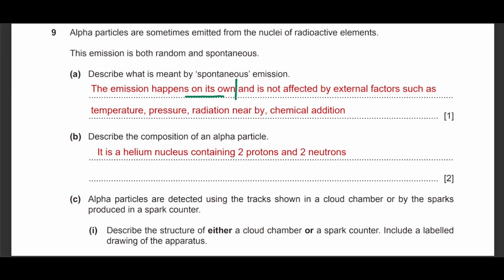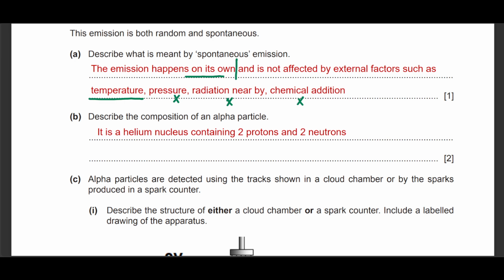So this is the first part of the answer. The second part is that it is not affected by external factors. What are those external factors? The first one is temperature. If you increase or decrease the temperature of the radioactive sample, which is emitting alpha, beta, or gamma, it does not affect its rate of emission. You increase the pressure, it does not have any effect. You produce another radiation close by, it has no effect on the primary radiation coming from the first source. And if you add any chemical, let's say acid or base, will it increase or decrease the rate of reaction? No, it does not affect the rate of emission.